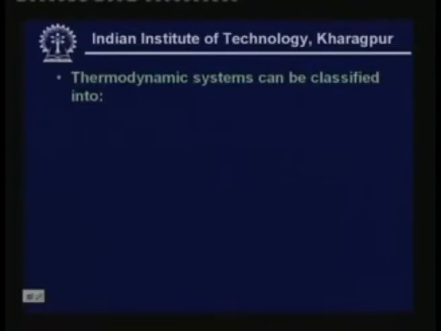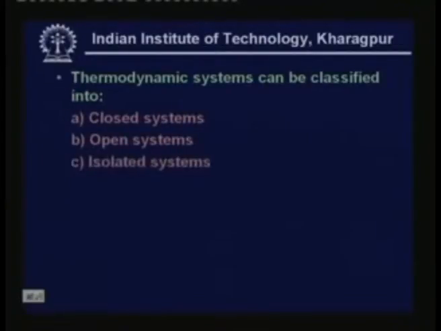Now, thermodynamic systems can be classified into three types. You can have closed systems, open systems, and isolated systems. A closed system can have energy interactions with the surroundings, but it cannot have any mass interaction. That means no mass can enter or leave the system, whereas energy can enter or leave the system. Such a system is called a closed system.